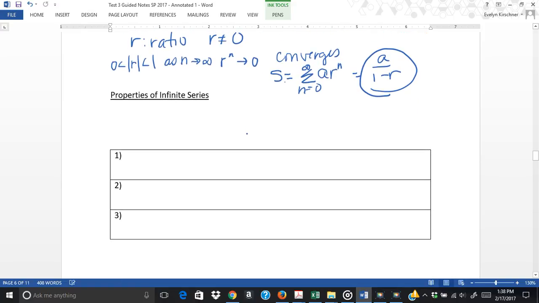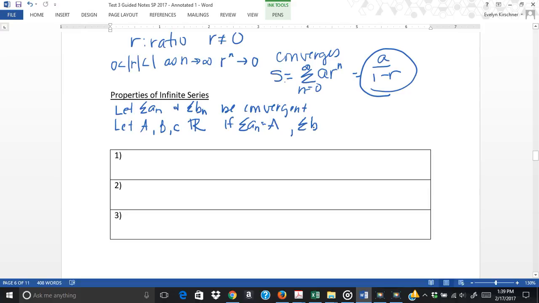So now I want to talk about some properties of infinite series. So I need to make some definitions here. I'm going to let the sum of a_n and the sum of b_n be convergent, and I'm going to let a, b, and c be real numbers. So if I have the sum of a_n equals a and the sum of b_n equals b, then the following converge as well, because a and b converge.